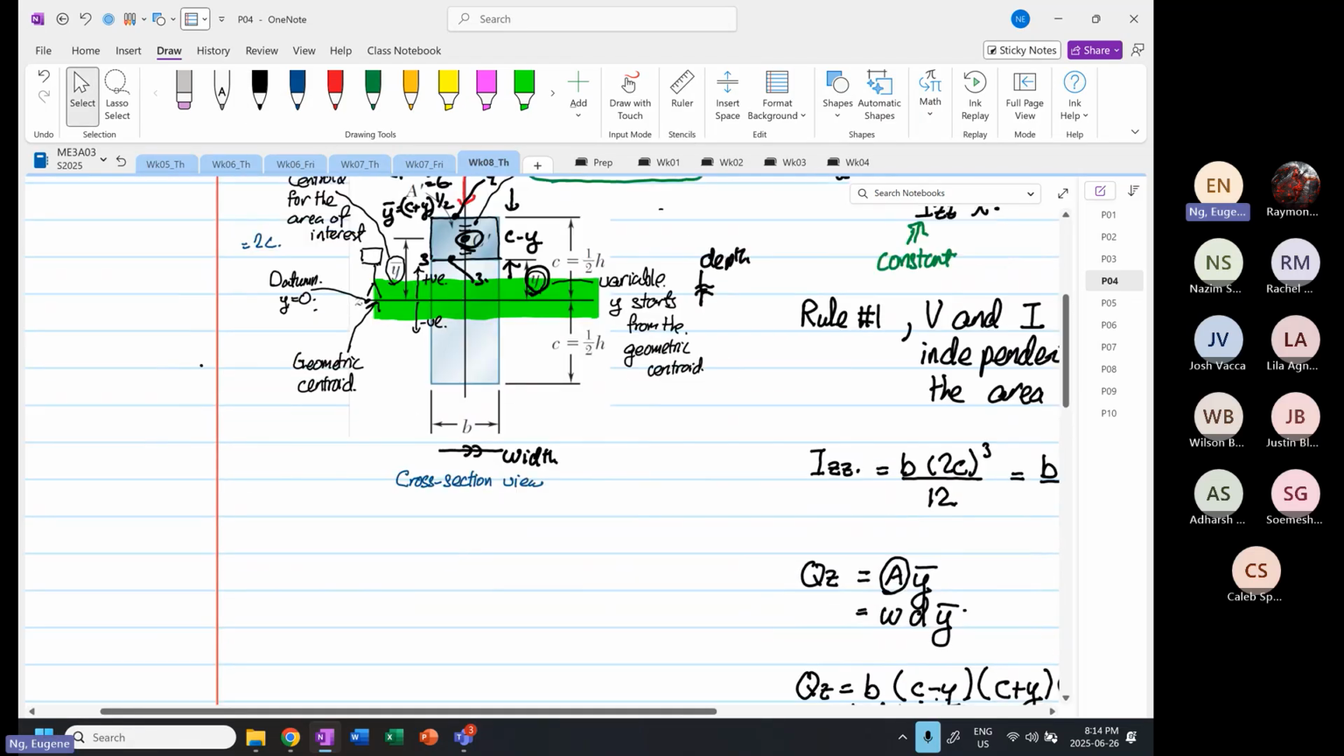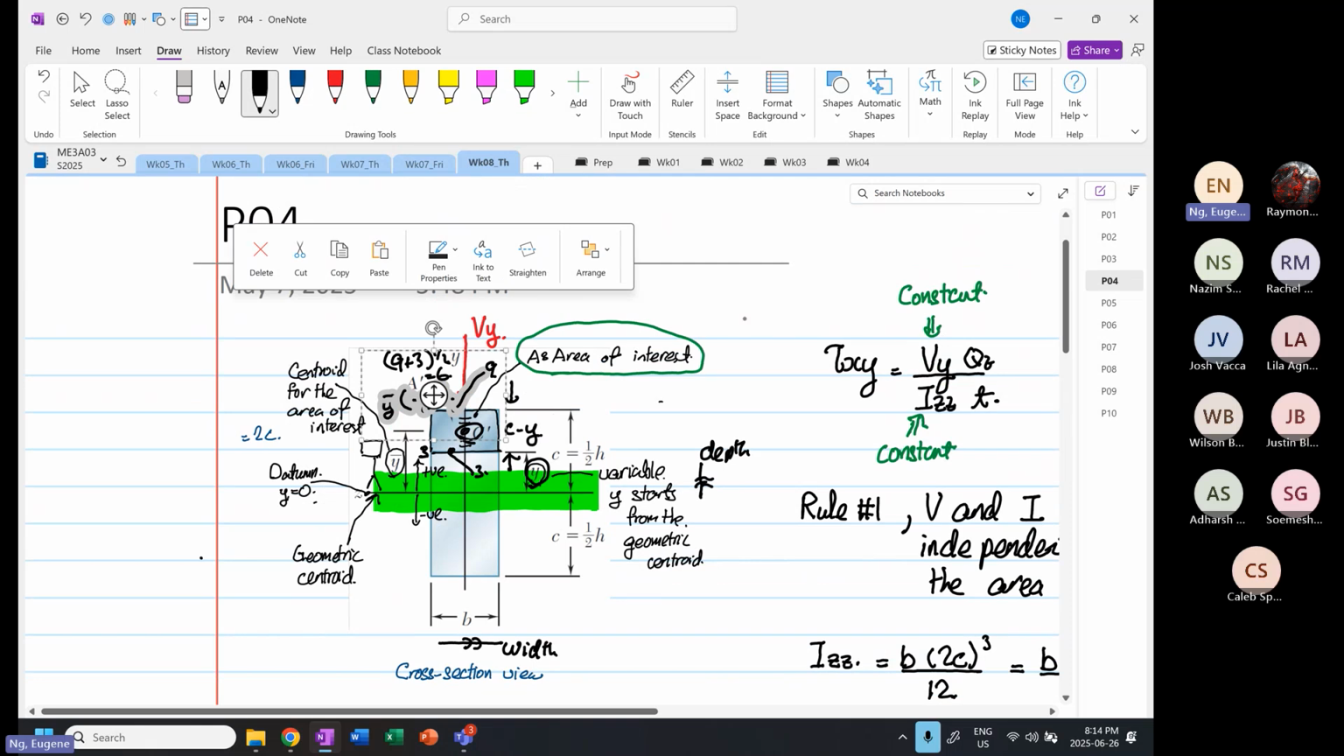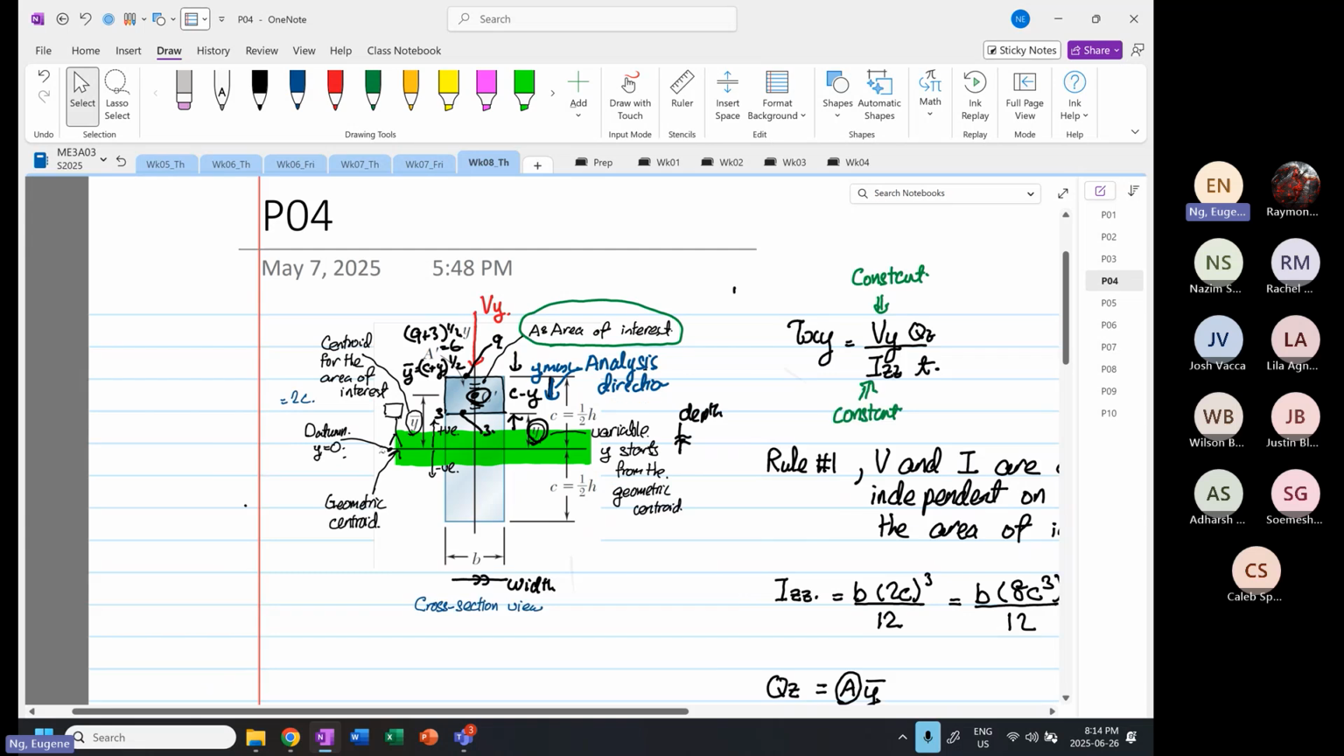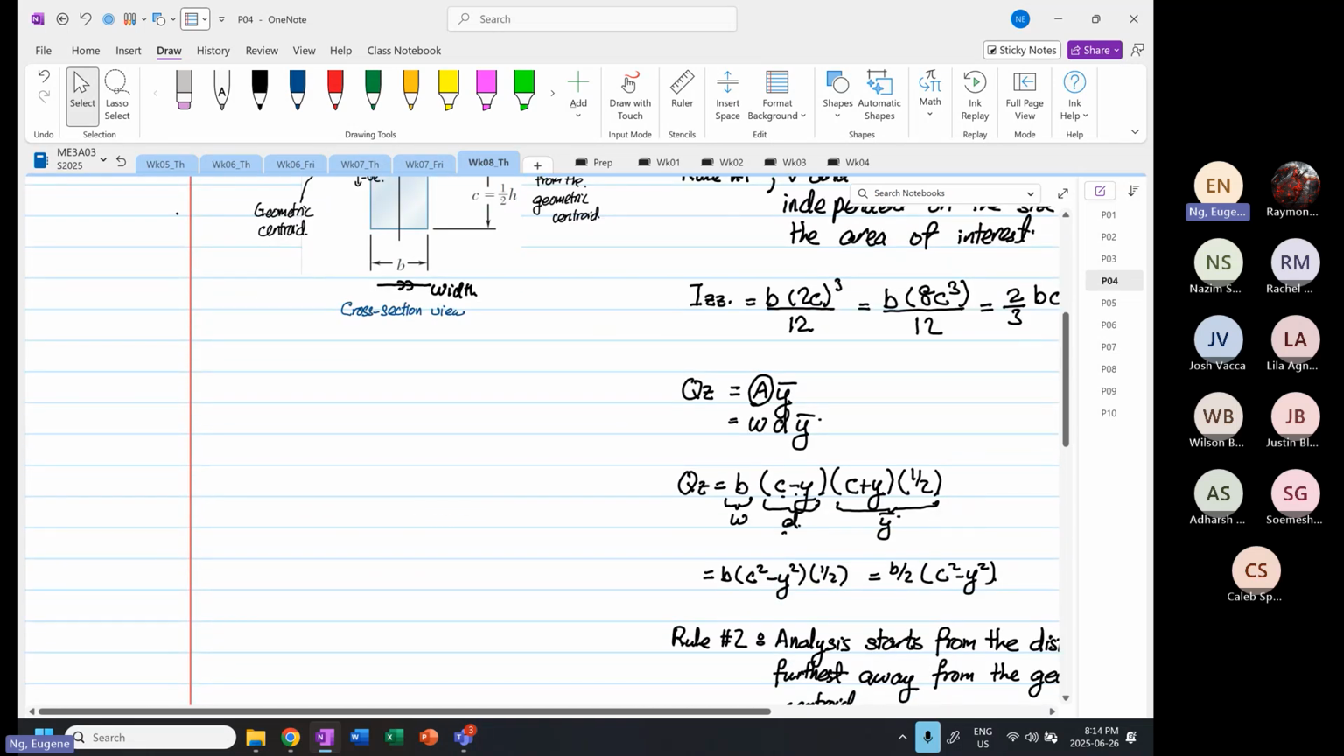So what it means is, this over here, I will use a different color, this over here is the analysis direction. It starts from where? This point over here, it starts from Y max, where you have your maximum Y, and then it moves towards the centroid. So that is our rule number 2.